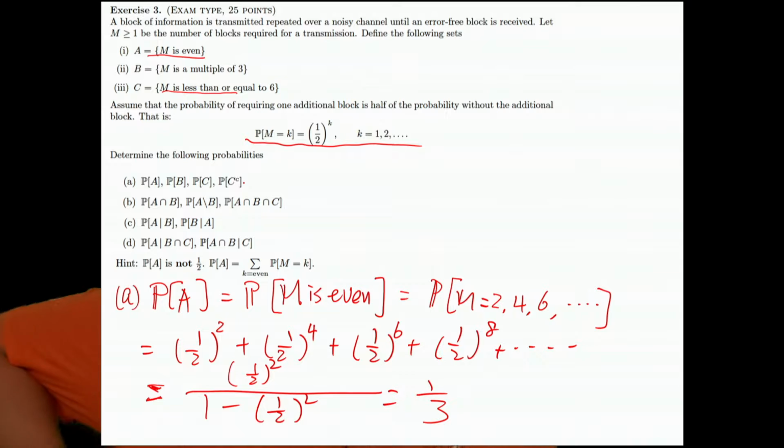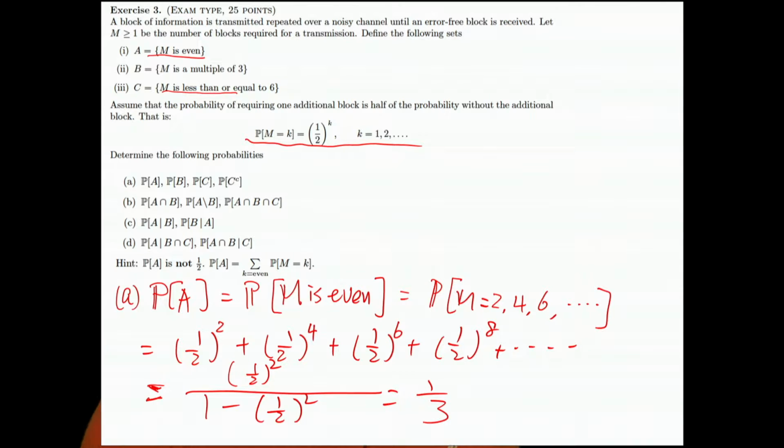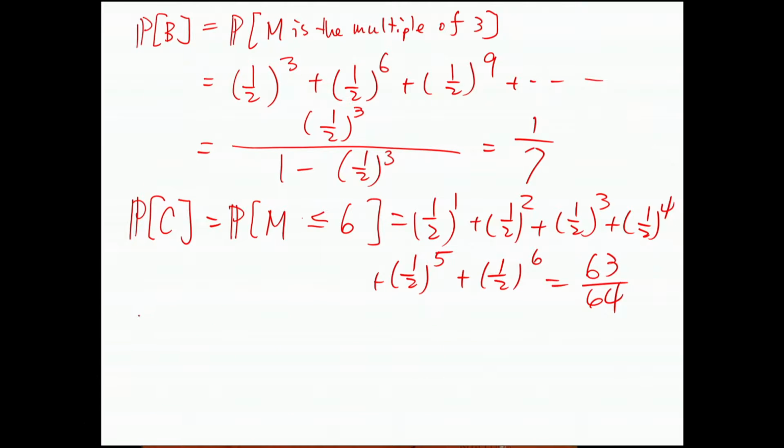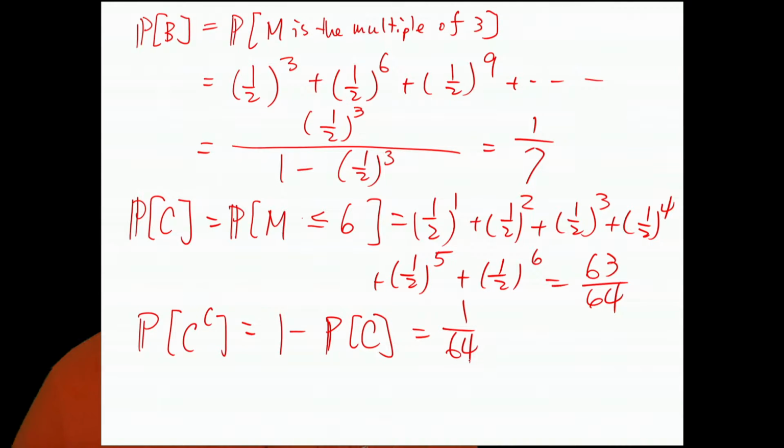And also we need to find the probability of C complement, which is easy because the C complement is just 1 minus the probability of C, which is 1 over 64.